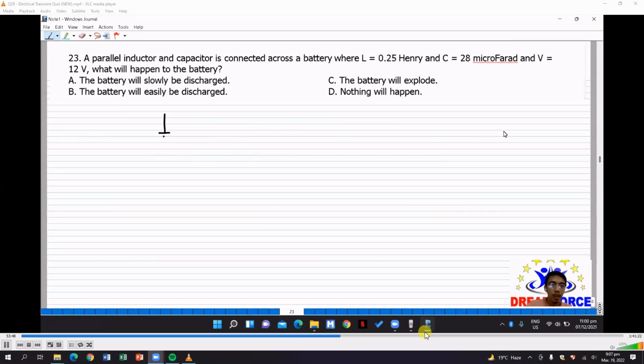We have a circuit here. This is 12 volts. We have an inductor in parallel with a capacitor. The question is, what will happen to the battery? It is not mentioned here what the condition is. Is it t equals 0 or what?